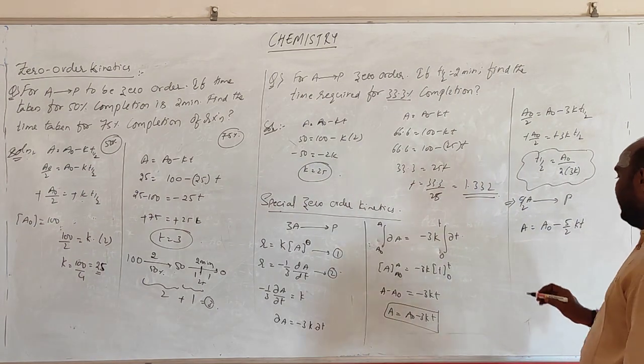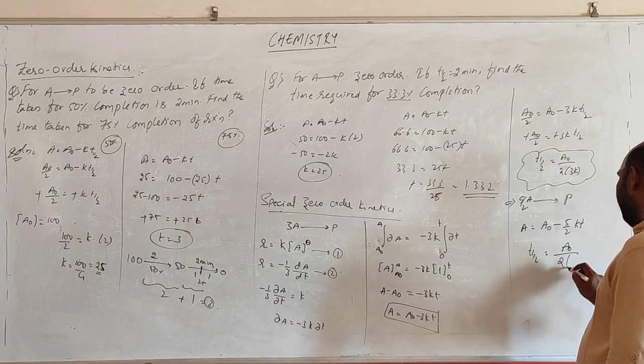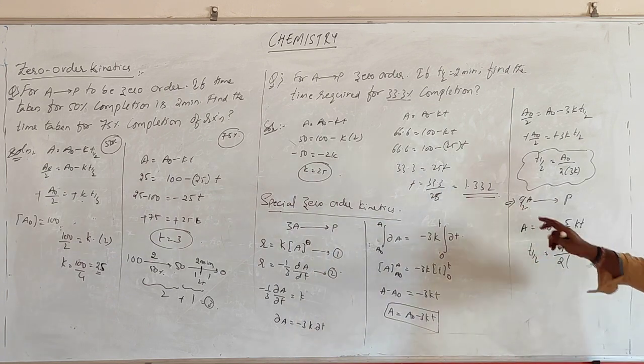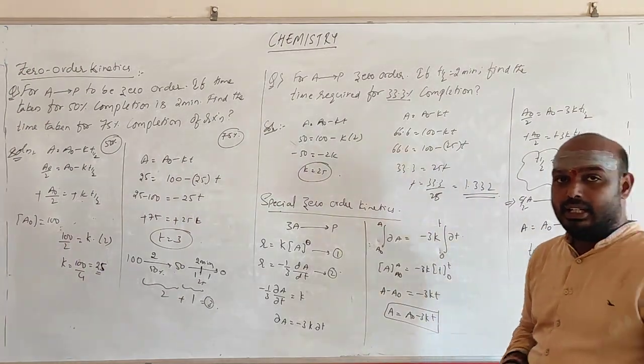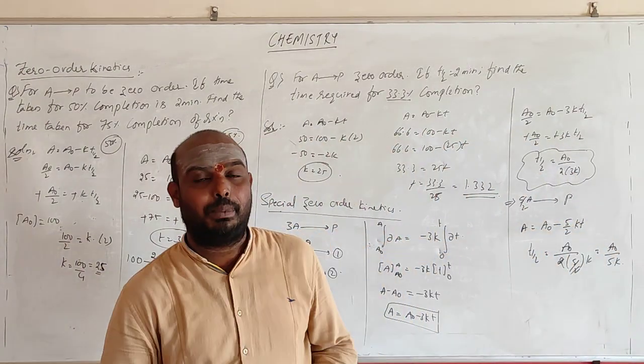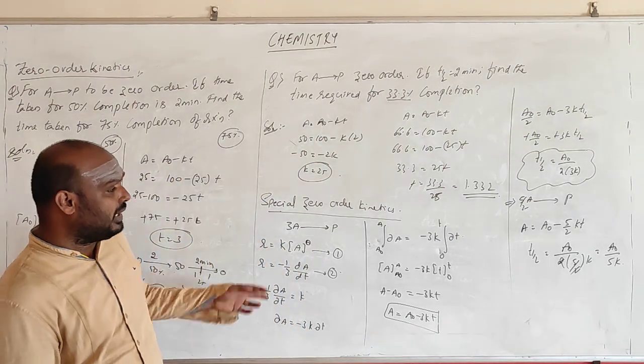So what is the T half for this? T half is nothing but A naught by 2 divided by the stoichiometric coefficient 5 by 2, so it is 5 by 2 K. The 2 is cancelled, so A naught by 5K. This is the condition. These come under the special zero order kinetics based on the stoichiometric coefficient.